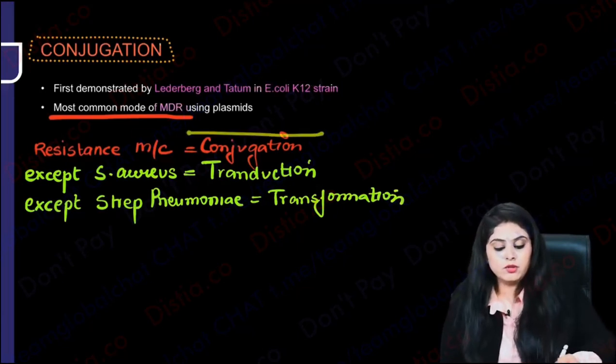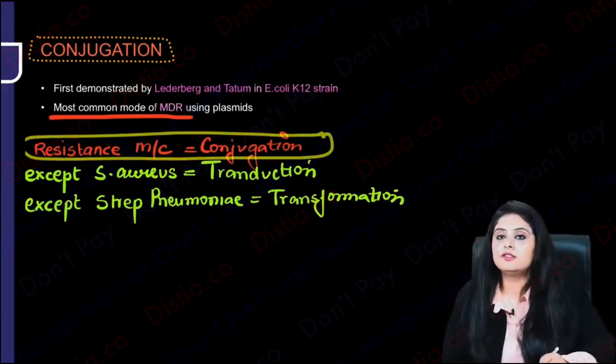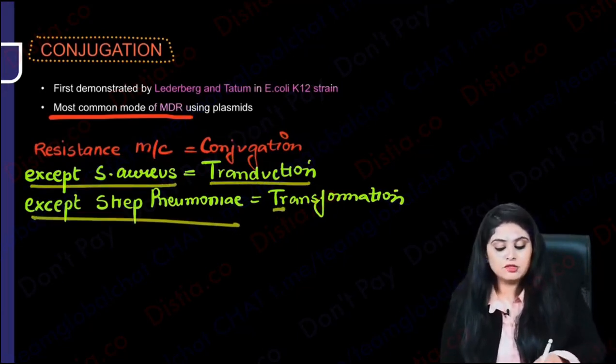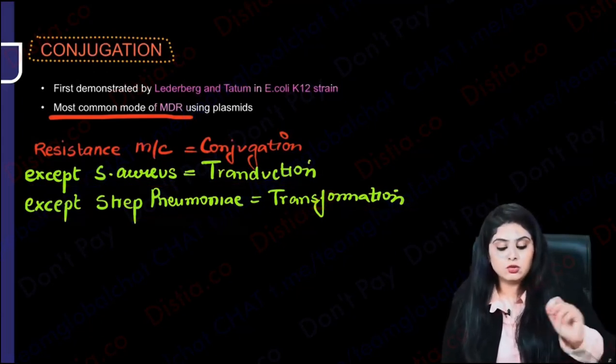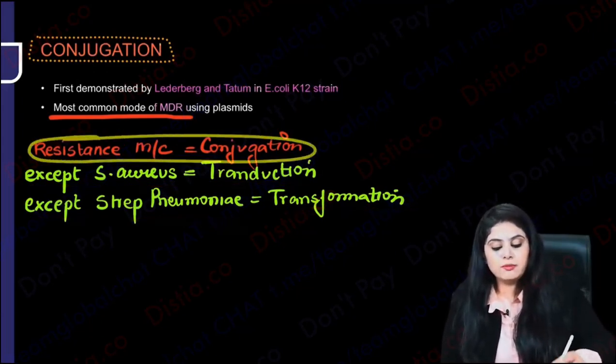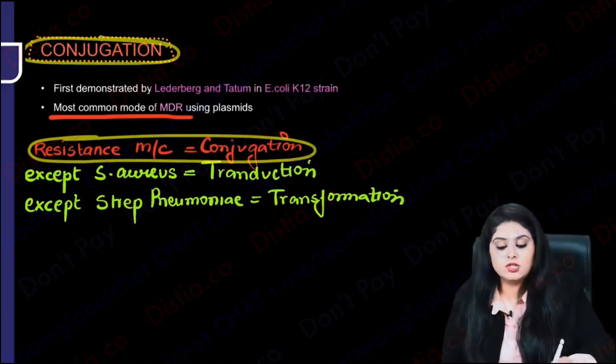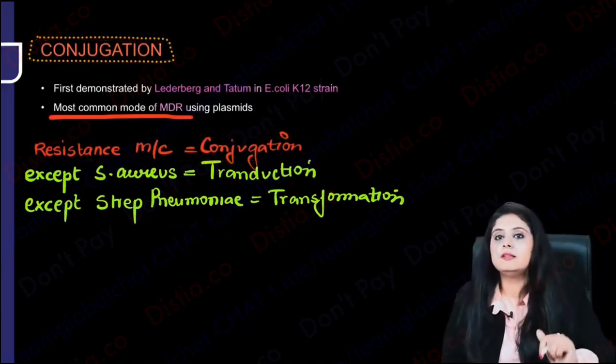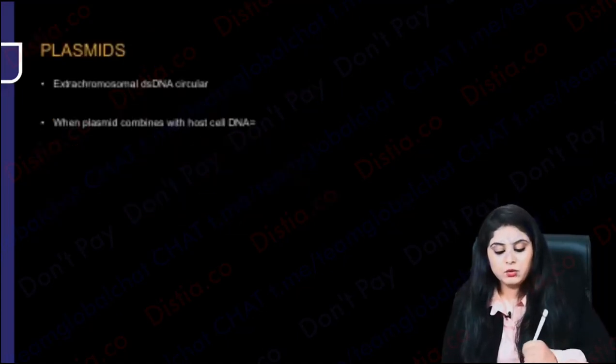So the most common mode of resistance spread is going to be conjugation. However, for Staph aureus the resistance is spread by transduction, and for Streptococcus pneumoniae it is by transformation. For now let's come down to the most common method, and that is conjugation. Conjugation will occur when it involves something called a plasmid. So first let's understand the meaning of plasmid. This is what you know for a plasmid.